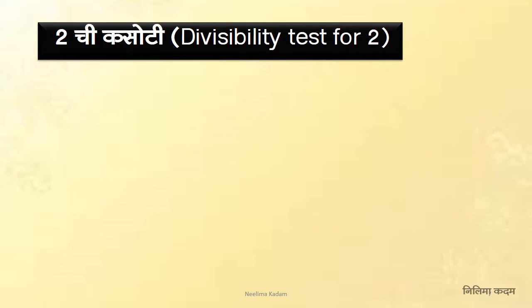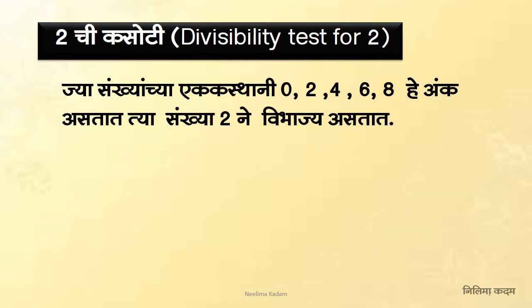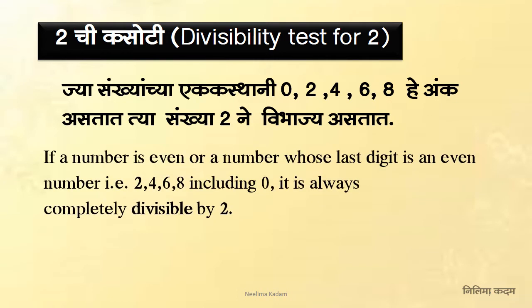It is very easy. Divisibility test for 2. If a number is even, meaning at the units place there are the digits 0, 2, 4, 6, or 8, then that number is always divisible by 2. For example, 128, at the units place, 8 is there. Therefore, this number is divisible by 2.